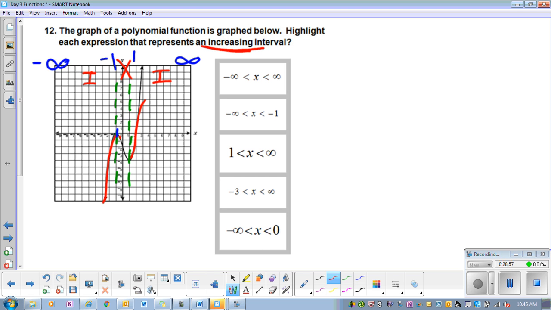Negative infinity to infinity. Or is that negative infinity to negative 1? No. How about this one? Yes. What's the other increasing? The one below it, 1 to infinity, right? All right, that's not it.